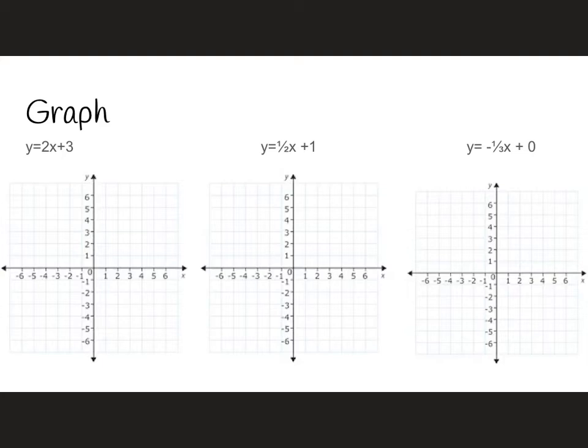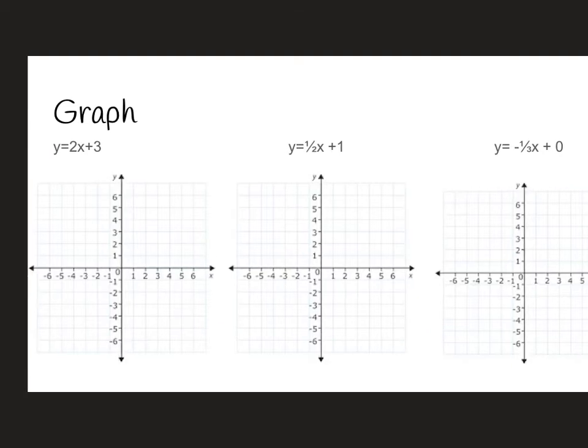All right, let's practice. We want to graph these. So the first one, we've got y equals 2x plus 3, where 2 is the slope, or m, and 3 is the y-intercept, or b.